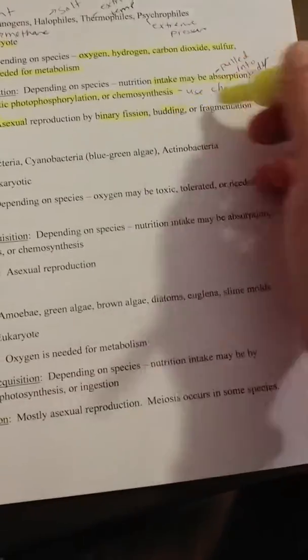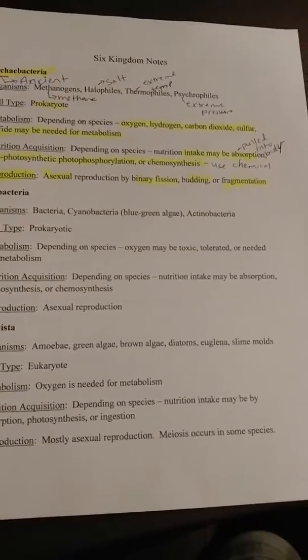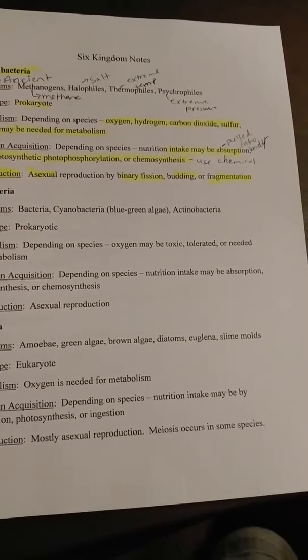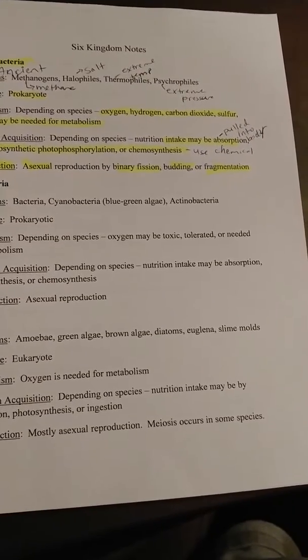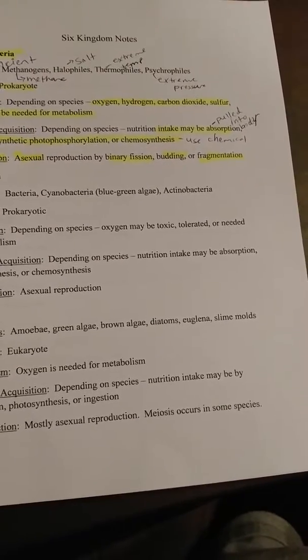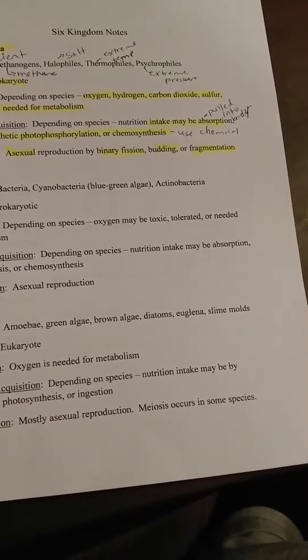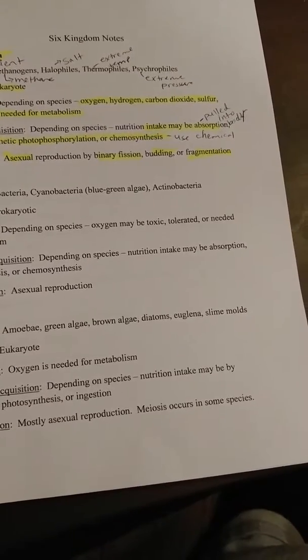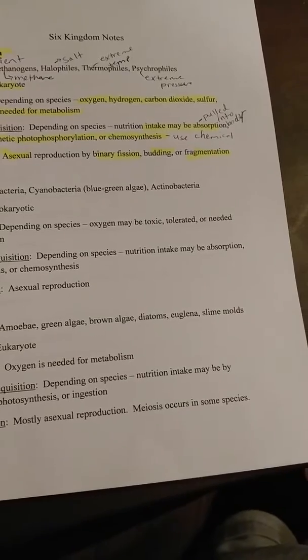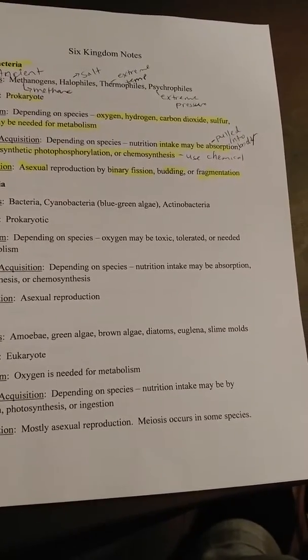Reproduction, in this case, is always asexual. And when we say asexual, we have binary fission, budding, fragmentation. So binary fission means it's just pulling itself apart. Budding is just taking a piece of itself off, and fragmentation is, once again, breaking itself off. So it depends on the type of single-celled organism for it to occur.